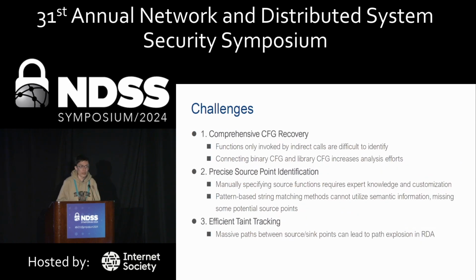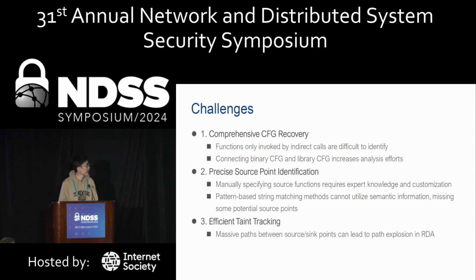However, when we apply our reaching definition analysis on real-world devices, it still faces 3 problems. First problem is comprehensive control flow graph recovery. Current control flow graph construction methods have problems in identifying indirectly invoked functions, thus they will miss potential source or sink points.